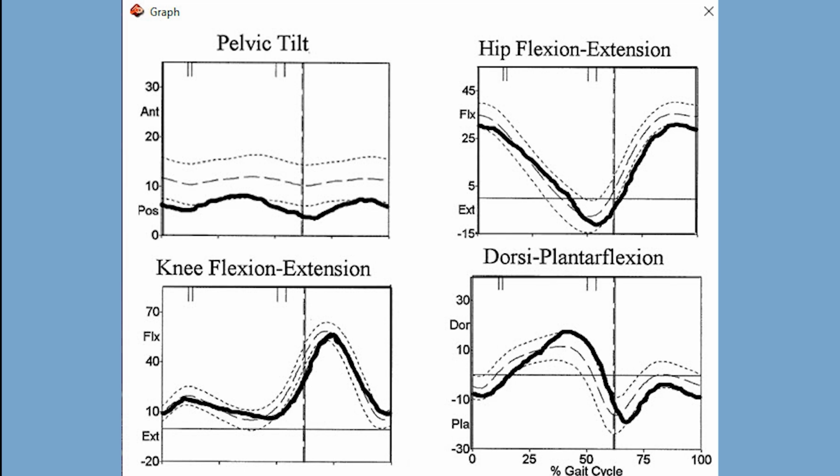However, we might see some compensatory changes in other parts of the lower limb, such as hyperflexion of the knee in swing phase, hyperflexion of the hip in swing phase, or posterior pelvic tilt. In this child's chart, the posterior pelvic tilt is visible. However, there is no compensation in the hip or the knee.